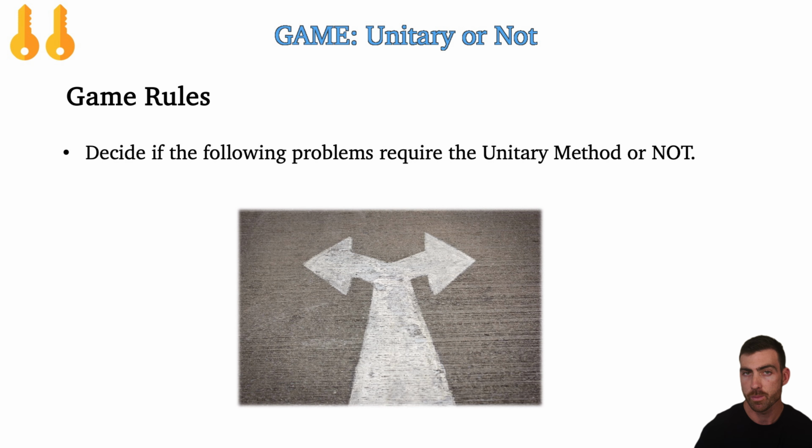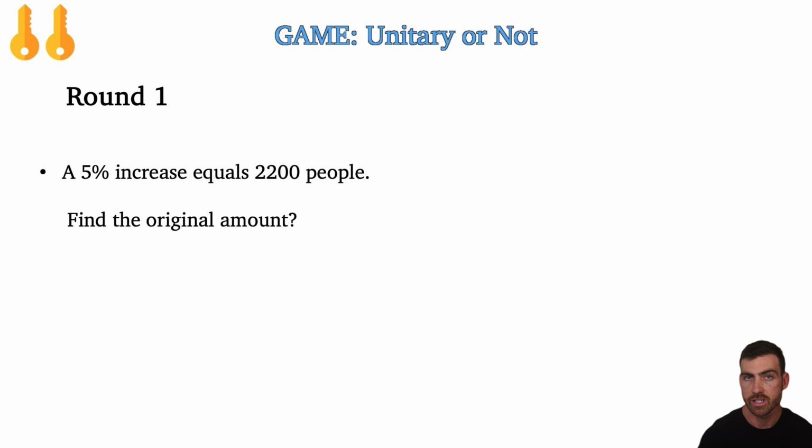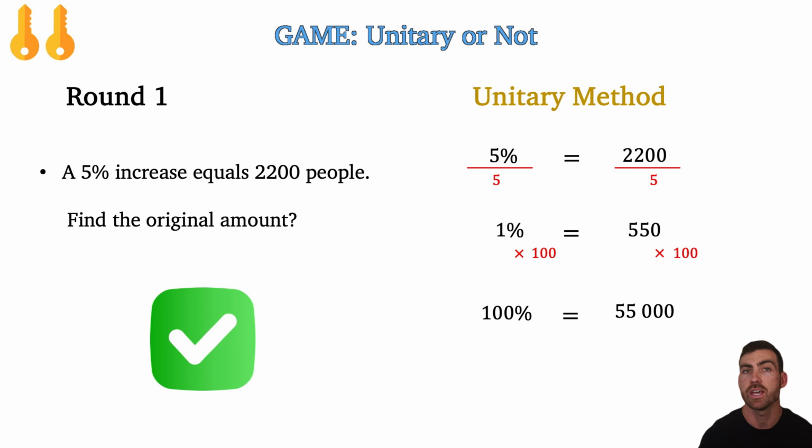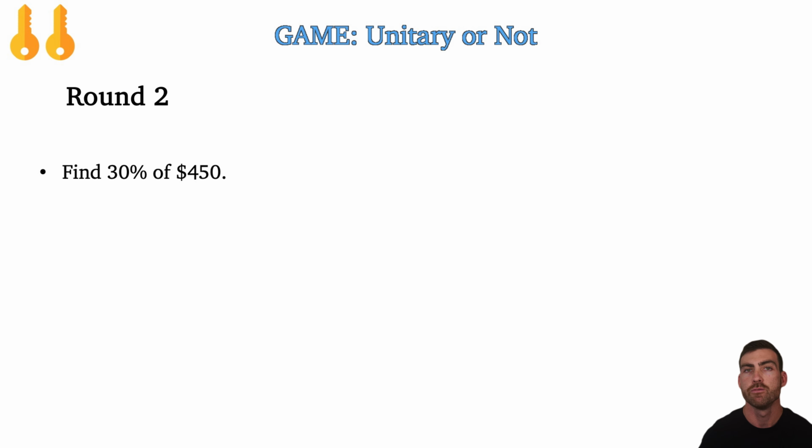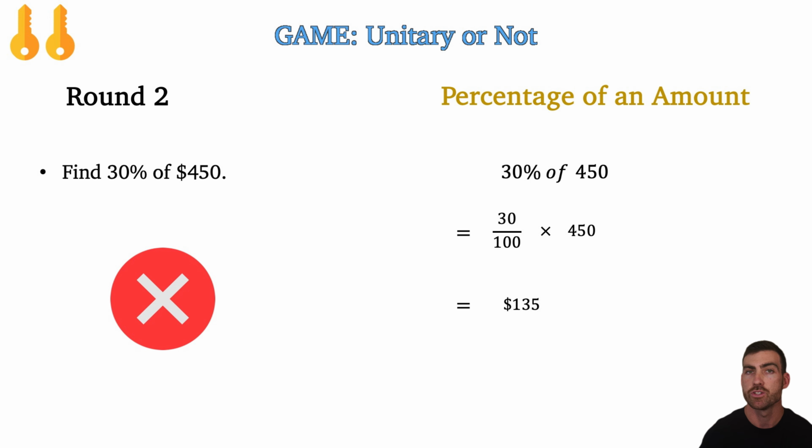I'll show you different problems. Your job is to decide if it's the unitary method or not. Pause the video each time and try. Round 1, a 5% increase equals 2,200 people. Find the original population. Answer is yes, the unitary method. Round 2, find 30% of 450. Answer is no, this is a percentage of an amount question.